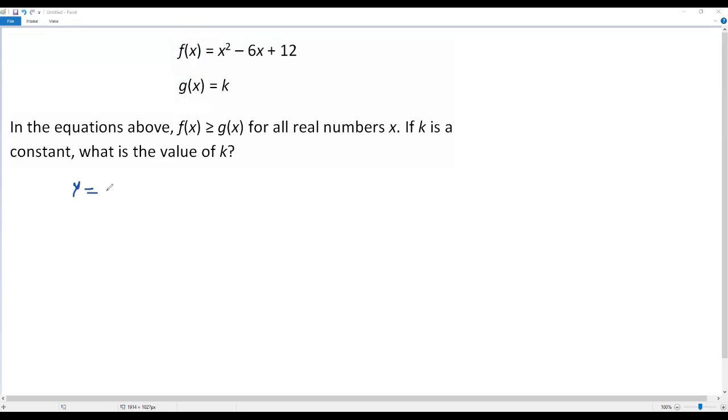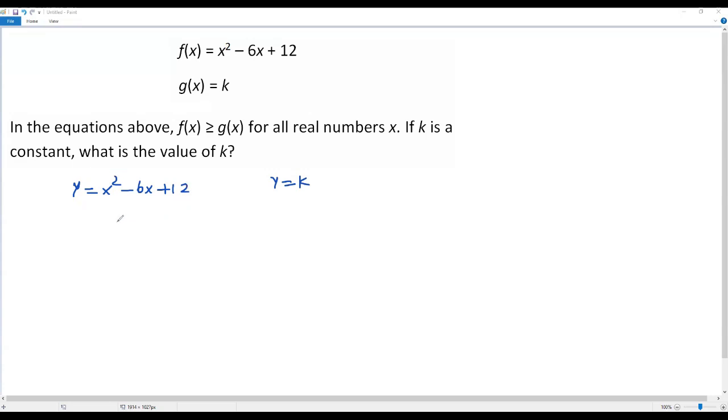Then we get y = x² − 6x + 12, and for this one, we get y = k. According to this information, the value of y in the quadratic function always has to be equal to the value of y in the linear function, or the value of y in the quadratic function has to be greater. Now what we can do is sketch the graph of this quadratic function, a parabola which opens up.